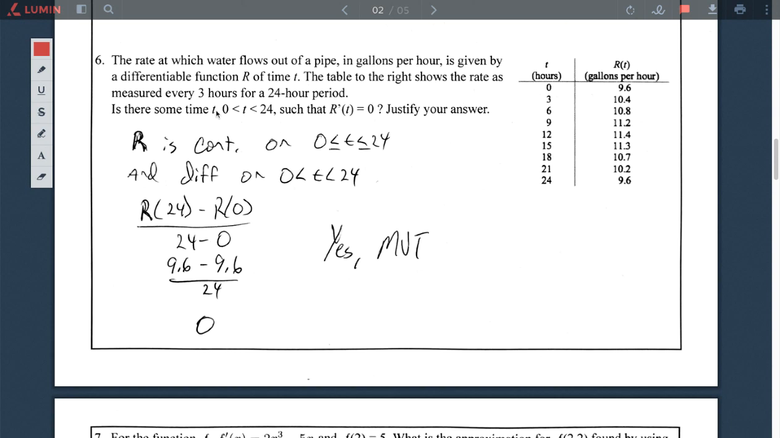Is there some time t between 0 and 24 such that r prime of t equals 0? So we should identify this as an IROC. So that means in order for that to happen, we have to show that there's an AROC that is also equal to 0. So I look at 0 to 24.